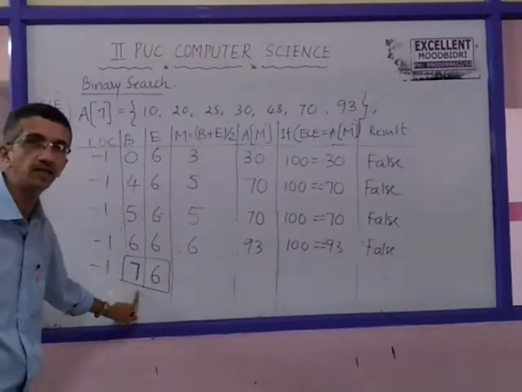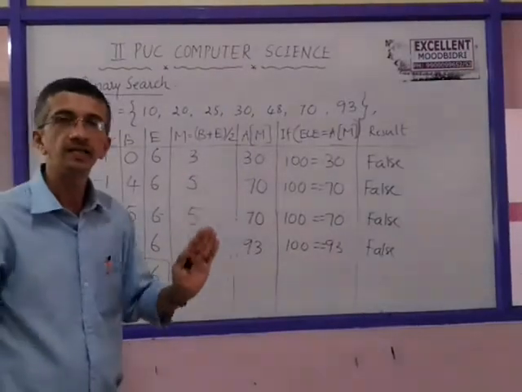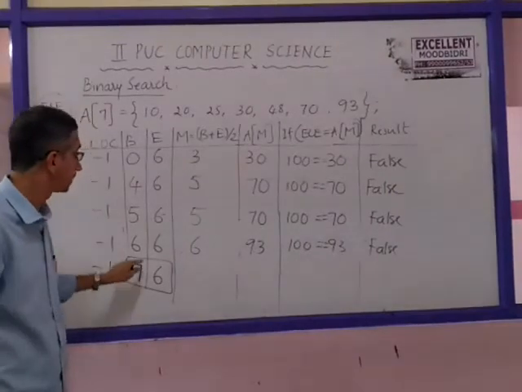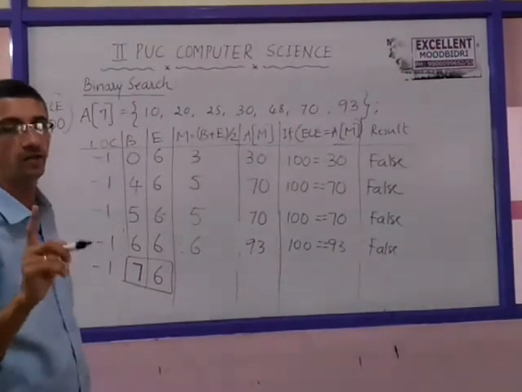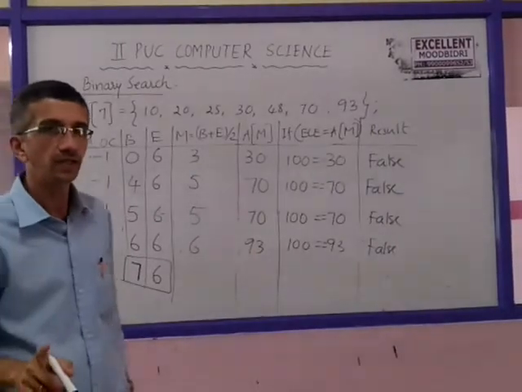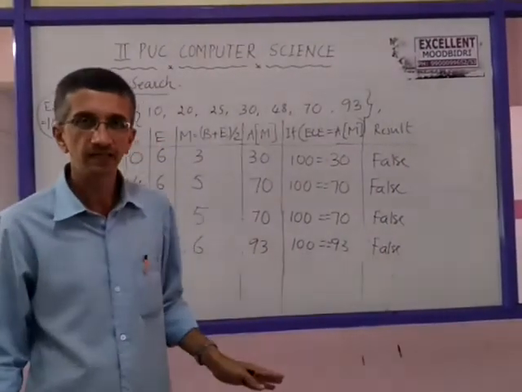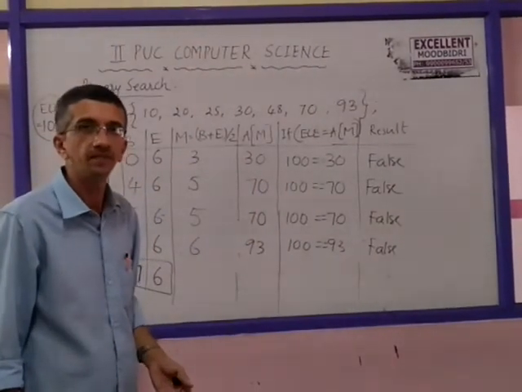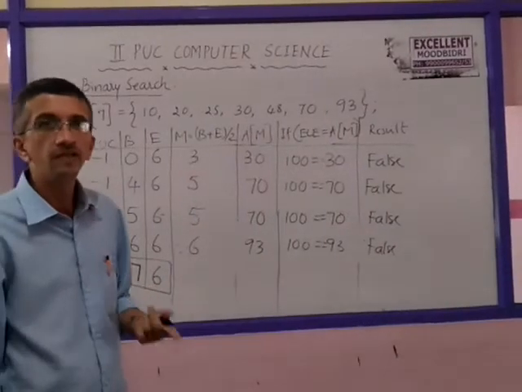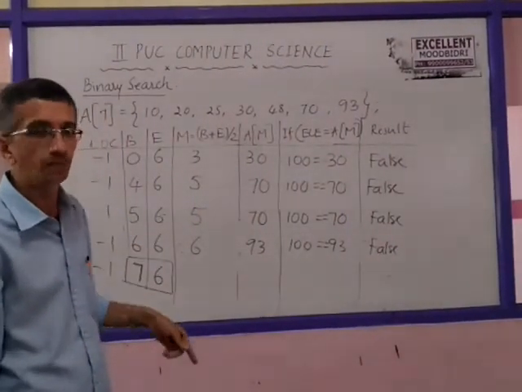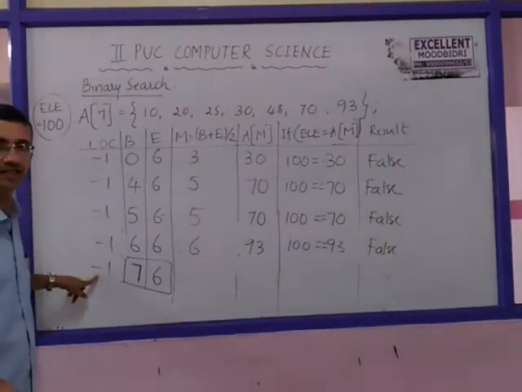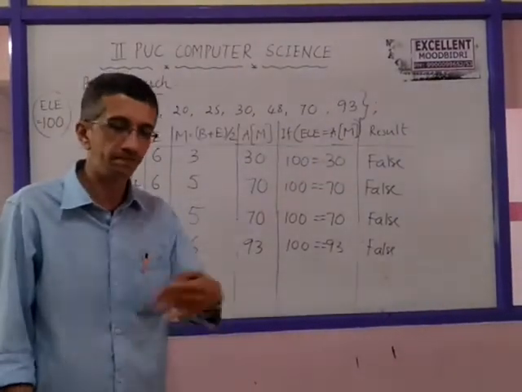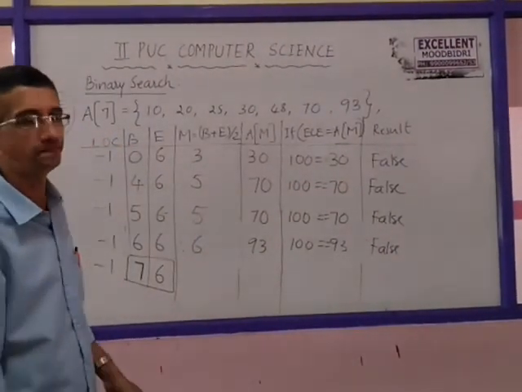Now look at the loop condition. Beginning is 7, end is 6. Beginning has become more than end. So the while loop condition becomes false. When the condition becomes false, loop terminates. Correct? Loop terminates and naturally goes to the next step 3. Compare: if location is more than or equal to 0. Location is not changed here. Location remains at minus 1. Location is not more than or equal to 0. It is false. Else, element is not found.